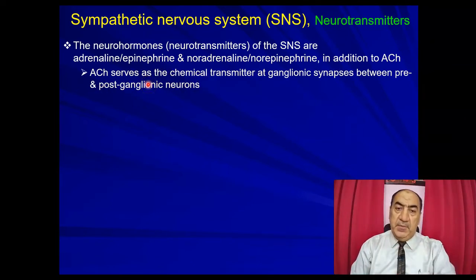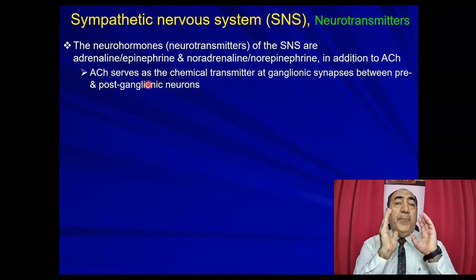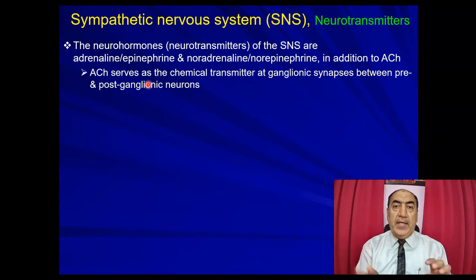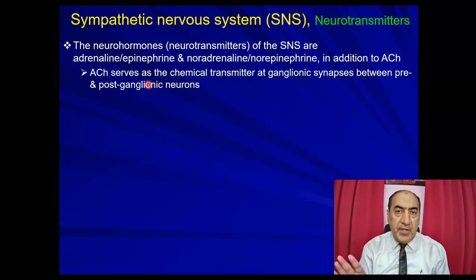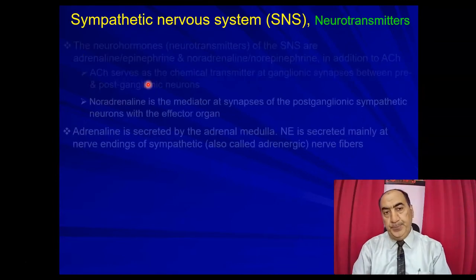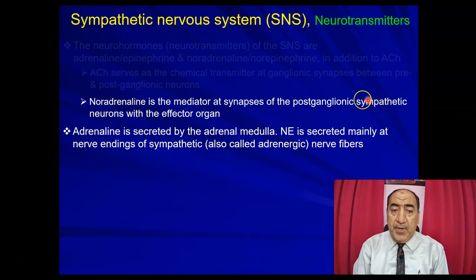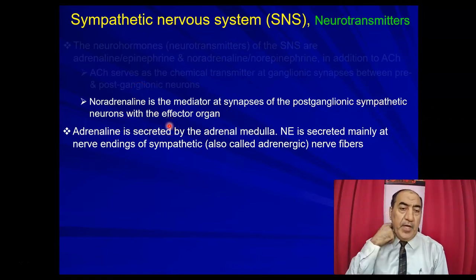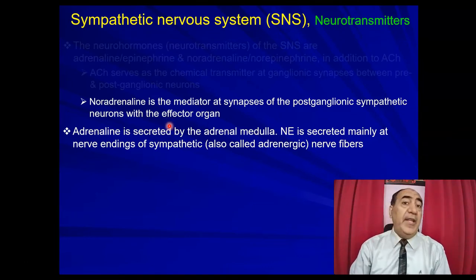Acetylcholine serves as the chemical transmitter at ganglionic synapses between pre and postganglionic neurons in both sympathetic and parasympathetic. So between preganglionic and postganglionic, preganglionic will release acetylcholine, which will work on nicotinic receptors on the postganglionic neuron, all the way sympathetic and parasympathetic. Okay, noradrenaline here, when I talk about postganglionic sympathetic neurons, yes, norepinephrine or noradrenaline is the neurotransmitter at these synapses between the postganglionic neuron and the effector organ.